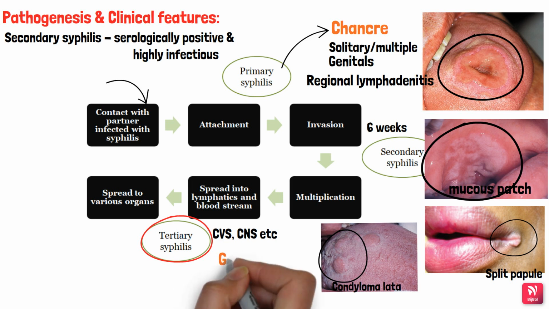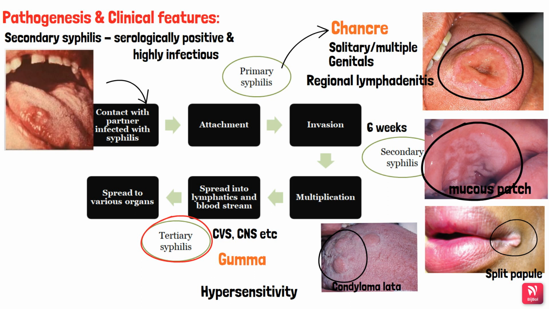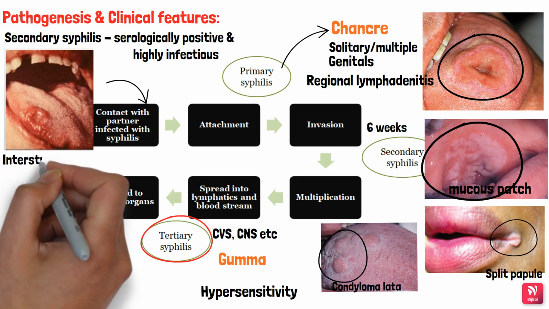And here the classic lesion of tertiary syphilis will be in the form of a gumma. This gumma results because of a hypersensitivity reaction between the host and the treponema bacterium or its breakdown products. So what will be the features in tertiary syphilis? If you see this picture, it is a gummatous lesion of the tongue wherein a large, lobulated and irregularly shaped lesion is formed on the lateral border of the tongue. This lobulated pattern is called interstitial glossitis.